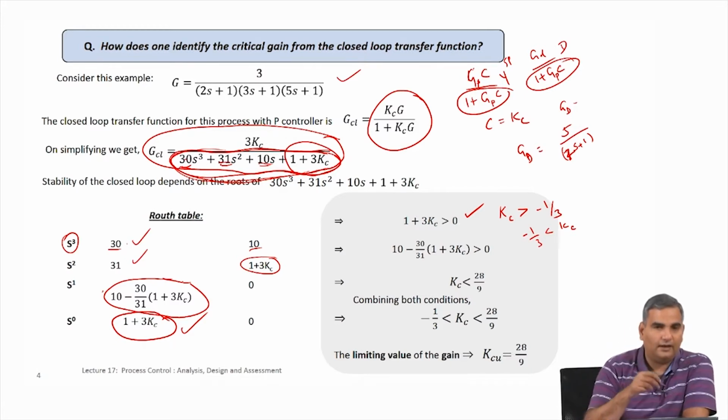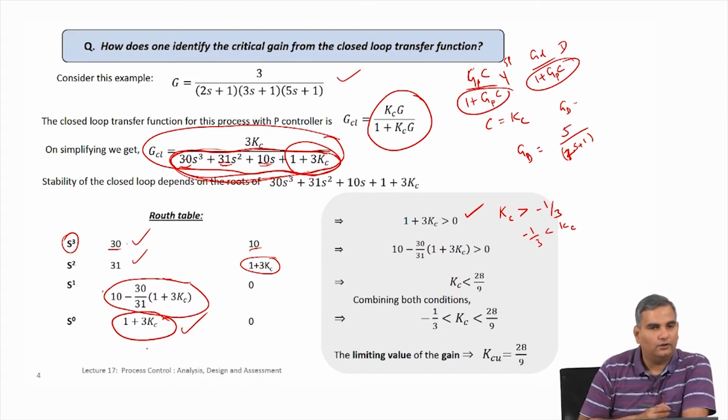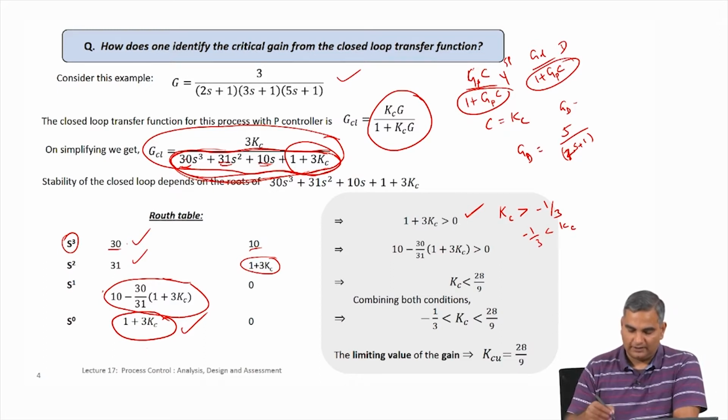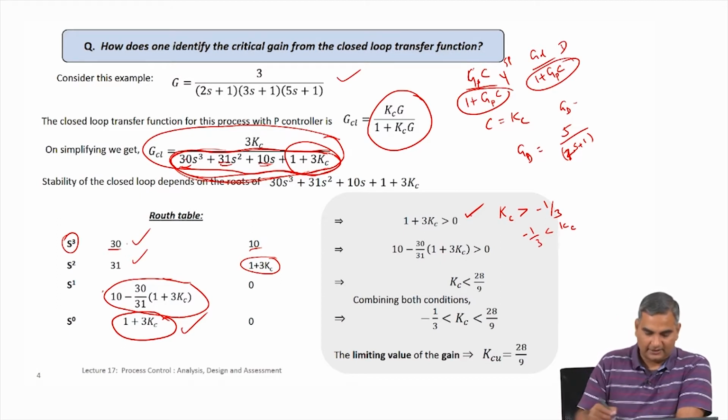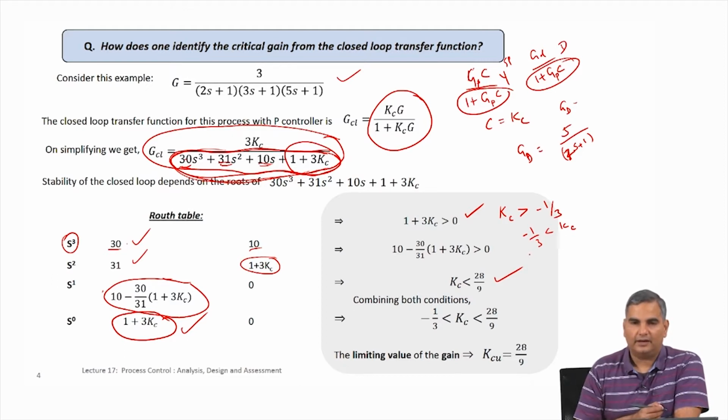If we have Kc such that this is positive, then there will be no sign changes here. We will have all the roots in the LHP, nothing in the RHP, and the system will be stable. This is one condition we have already seen. The second condition is 10 minus 30 by 31 times (1 plus 3 Kc) is greater than 0. If you do the mathematics and simplify, you get the condition Kc is less than 28 by 9.